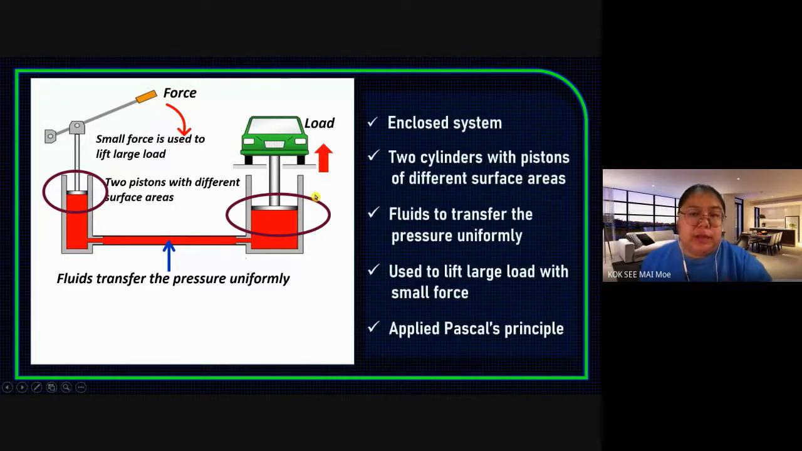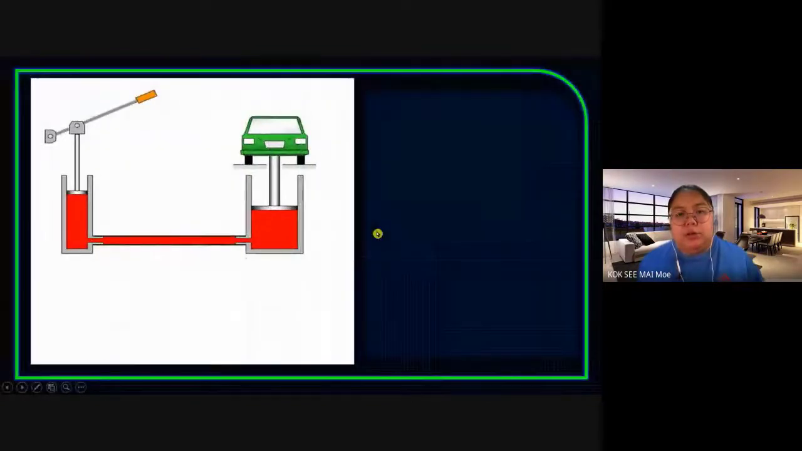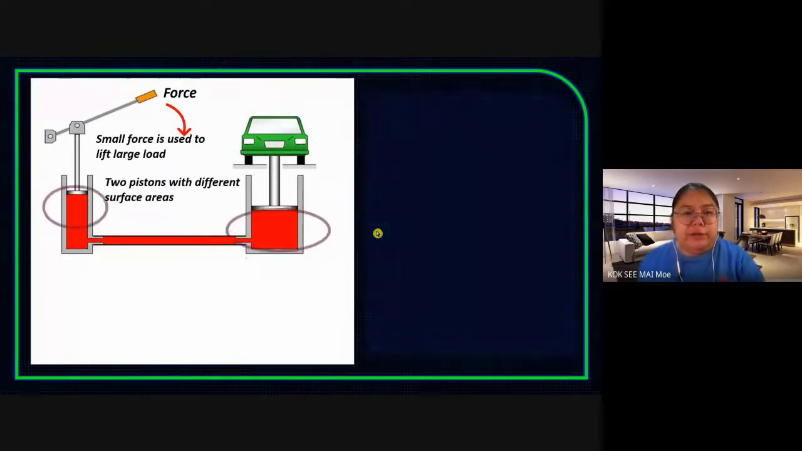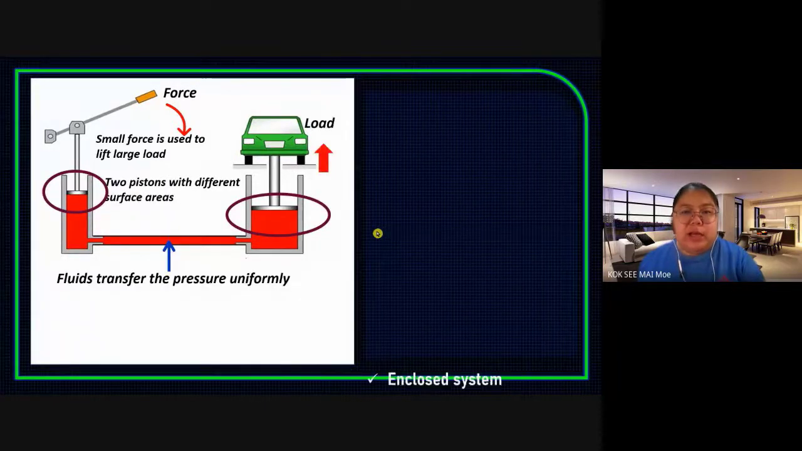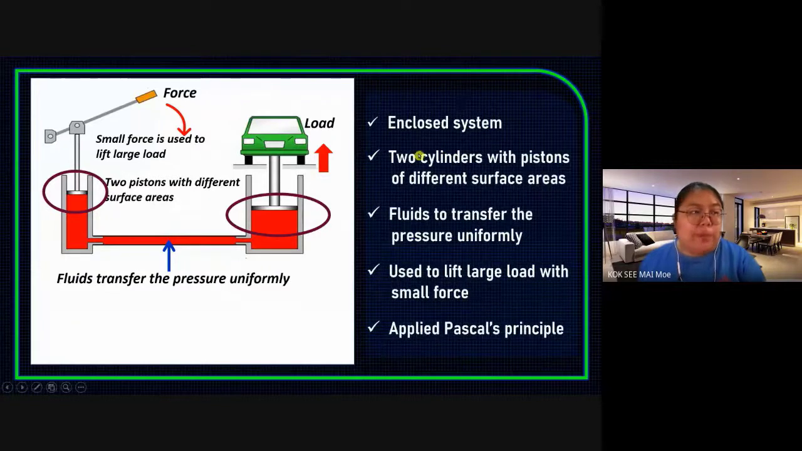So we're going to see the explanation. First, the system must be closed. Number two, two cylinder pistons with different surface areas. Number three, the fluid transfers the pressure uniformly. Number four, the function is to lift a large load with only a small force. Then, what principle are we using? Pascal's principle. Make sure that when you see a hydraulic system, for example lifting a car with a hydraulic jack, you need to explain these five points.